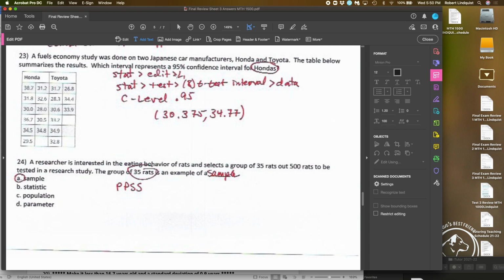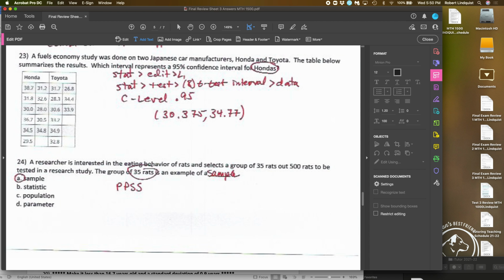Well, to do that, the first thing we have to do is input the data, and this is talking about Hondas, so I have to input the Honda data only. I'll do that by going to Stat, Edit, and then to List 1. I clear out whatever's in there by putting the cursor all the way at the top where it says L1, and I hit Clear, Enter. Then I go to Stat, and I put all the values in: 38.7, 31.8, 30.0, 36.7, and so on.